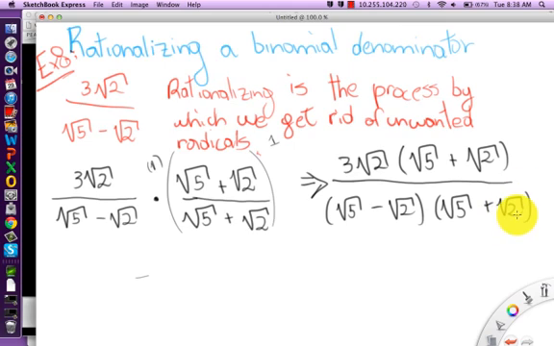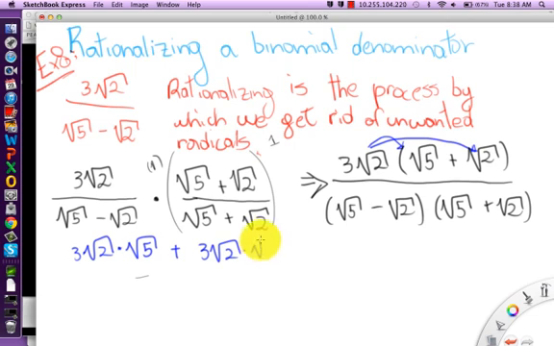So I'm going to use a different color here. 3 square root of 2 times square root of 5 plus, and I'm taking longer than I want to show you every step. 3 square root of 2 times square root of 2. Now I'm going to do the process from the last problem.